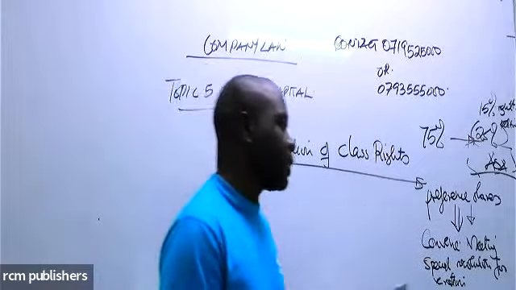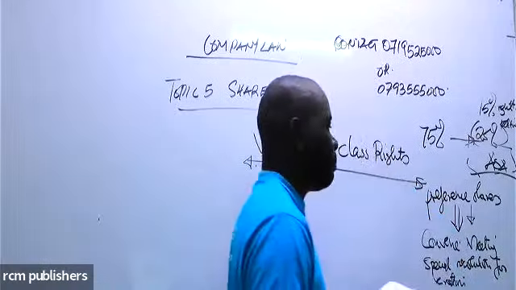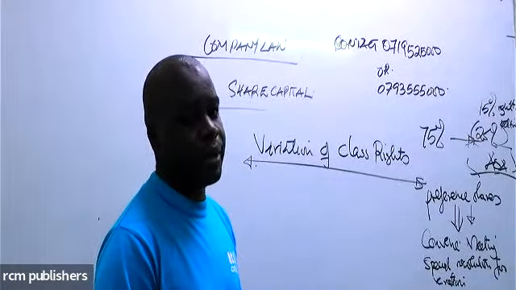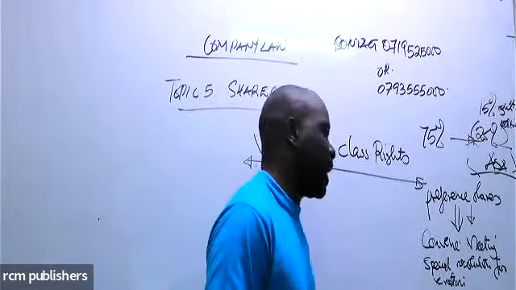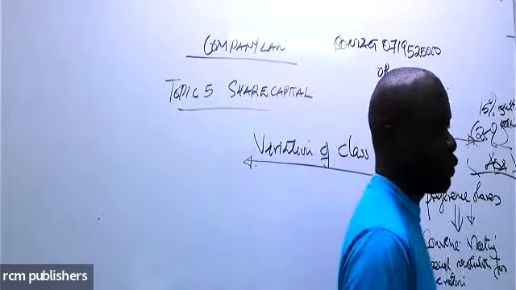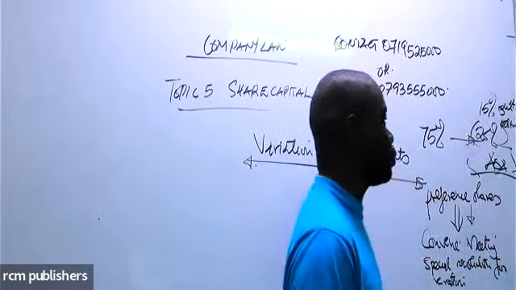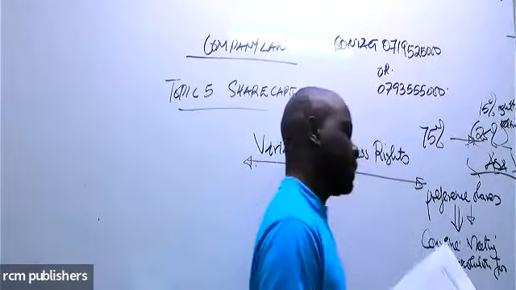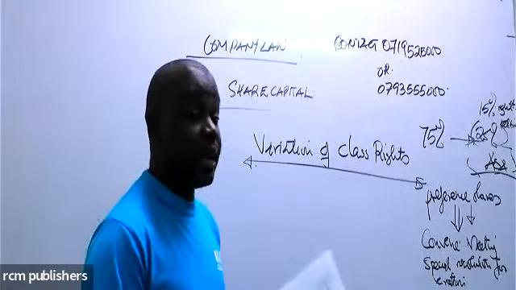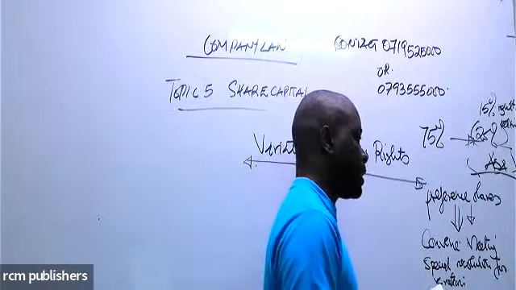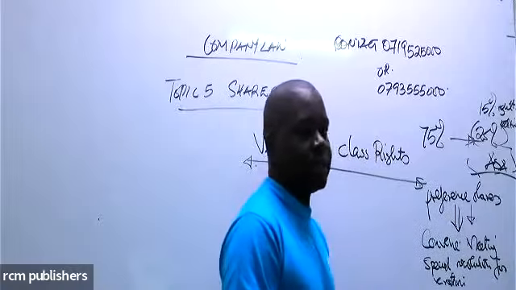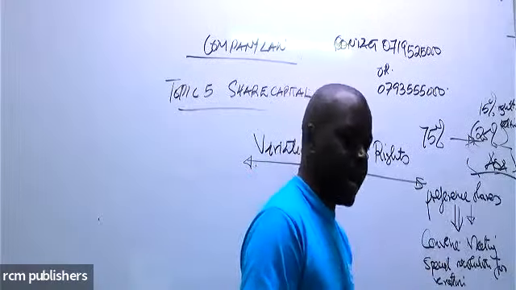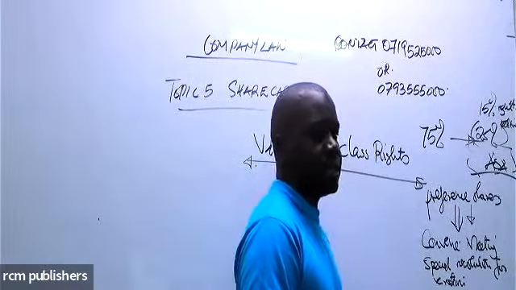So in short, if there has to be a variation of class rights, the members of that class of shares will have to say something. How would they say something? Convening of a meeting, at that meeting, they'll be able to pass a resolution, a special resolution, to approve what? The variation of the class rights. So the company can't just wake up one day and say they're varying. The members of that class of shares have to approve it through what we call a special resolution. That is 75% plus of the voting rights in that class of shares.